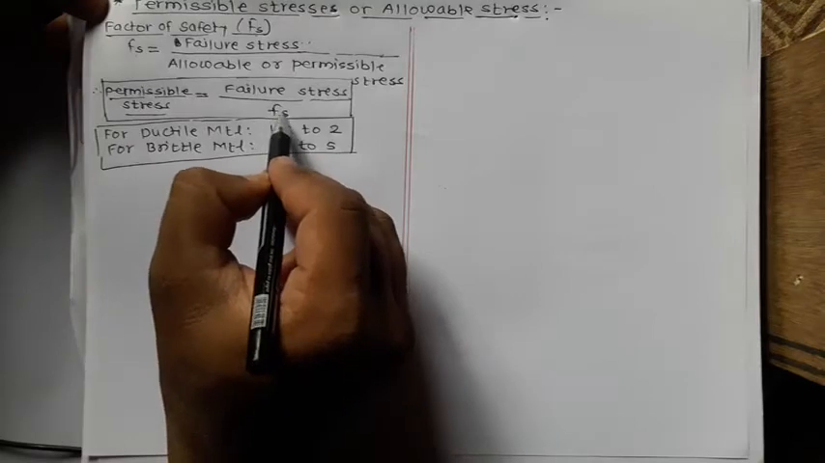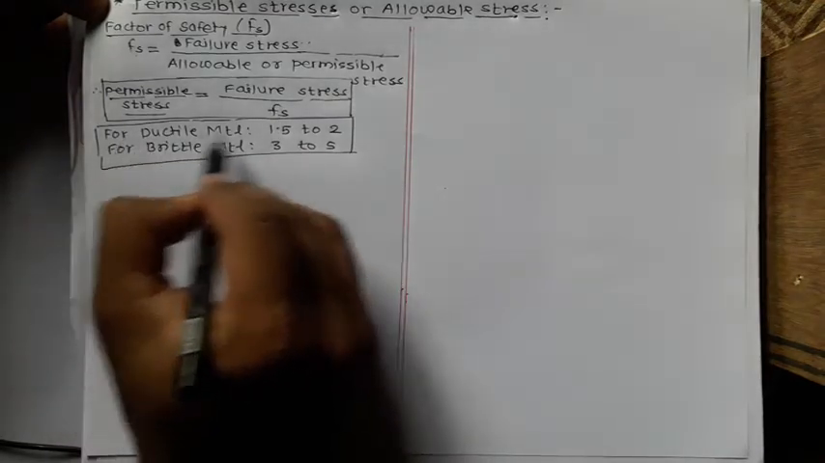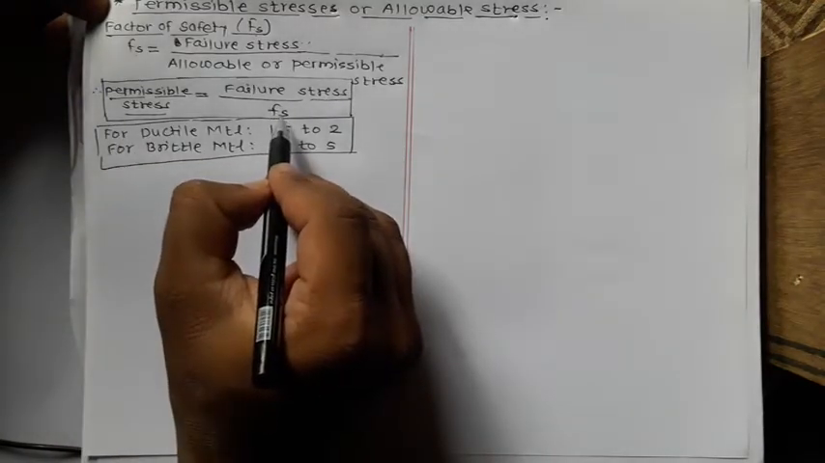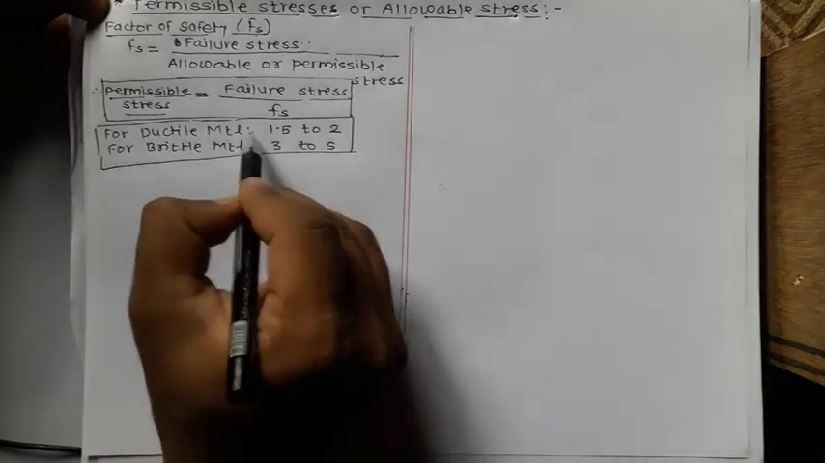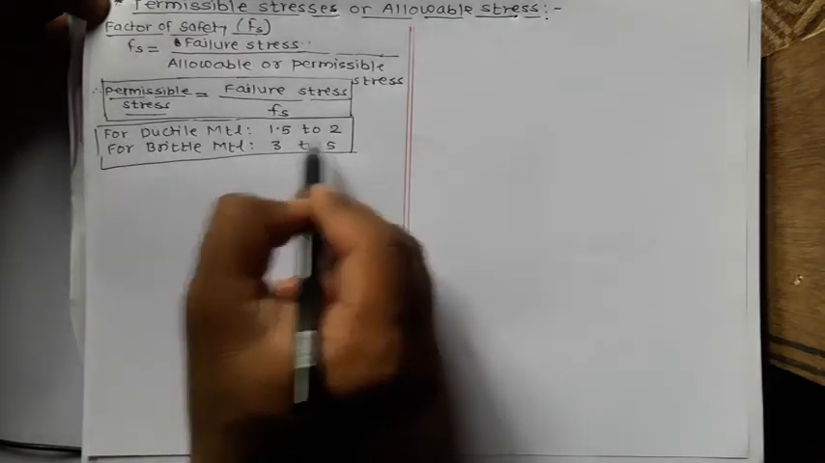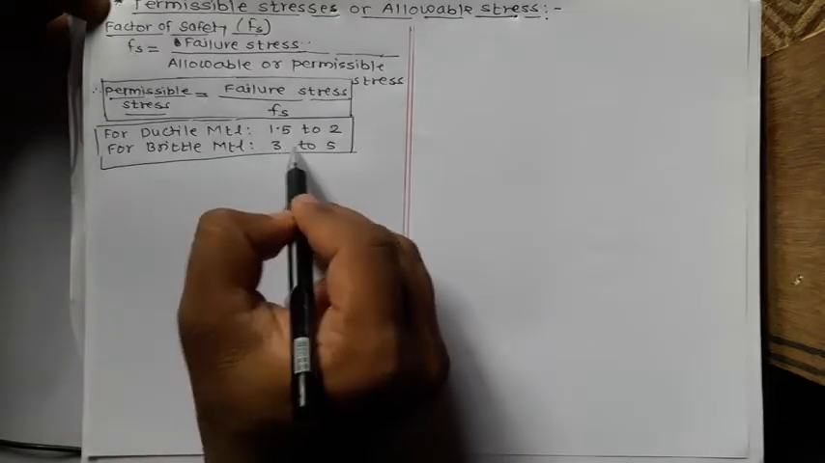Now next is FS. General guidelines are provided for selection of the value of factor of safety. For ductile material its value must be 1.5 to 2, and for brittle material its value must be 3 to 5.